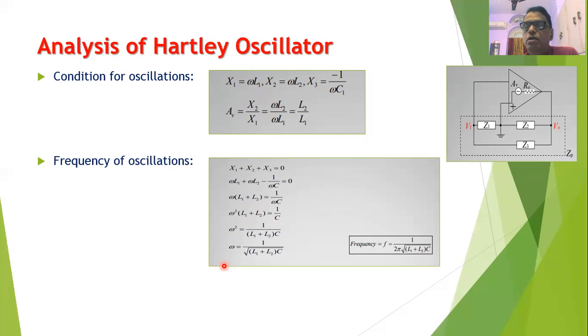And therefore, the linear frequency f can be written as f equal to 1 upon 2 pi square root of (L1 plus L2) times C. So this is the expression for the frequency of oscillation. The frequency of the Hartley oscillator is given by f equal to 1 upon 2 pi square root of (L1 plus L2) times C. So the frequency of oscillation will depend upon the values of L1, L2, and C used in the feedback circuit or tuned circuit of the Hartley oscillator.